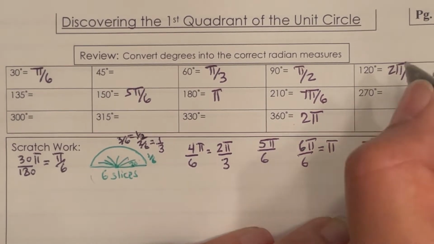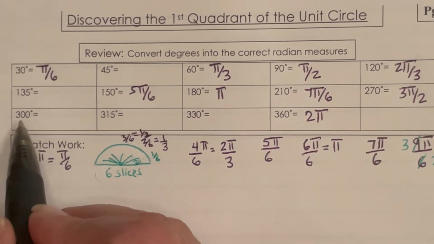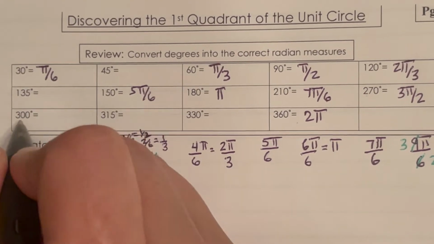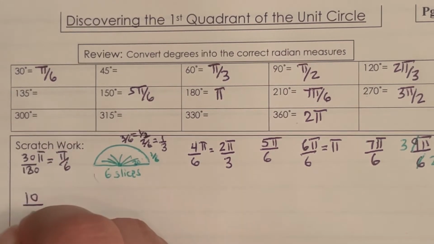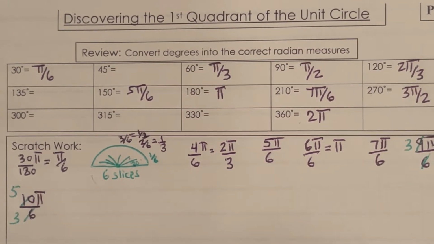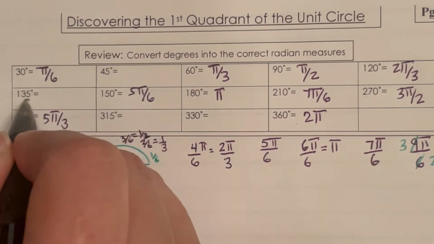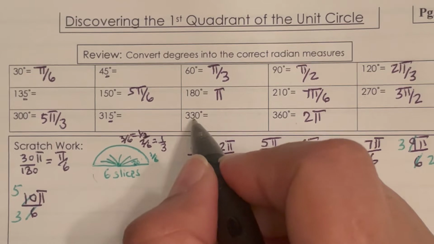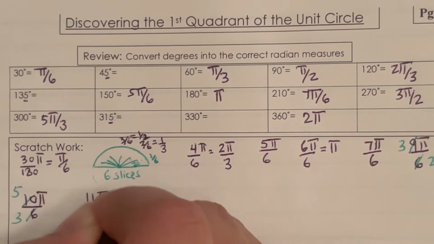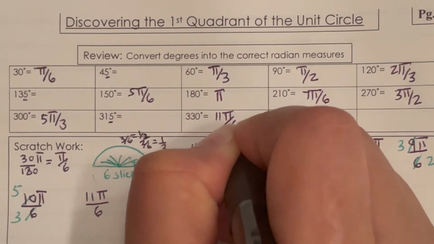This is a listening check. Please color in the box 3 pi over 2. All right, let's take a look at 300. 3 goes into 30 10 times, that's 10 over 6. Go ahead and simplify that. You're going to get 5 over 3, so 5 pi over 3. It doesn't go into 315, but it does go into 330. 11 times, so 11 over 6, that doesn't simplify, so 11 pi over 6.